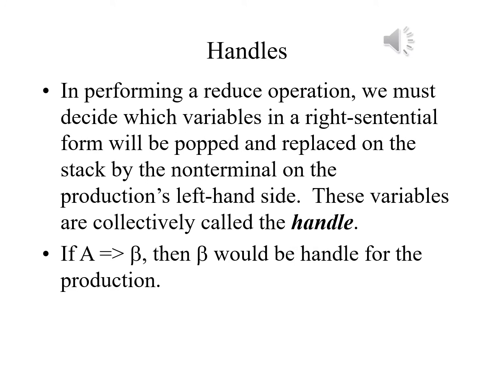When we are performing a reduce operation, we have to decide which variables in a right sentential form will be popped and replaced on the stack by the non-terminal that describes the production's left-hand side. These variables on the right-hand side of the right sentential form are collectively called the handle. If A derives beta, then beta would be the handle for the production.